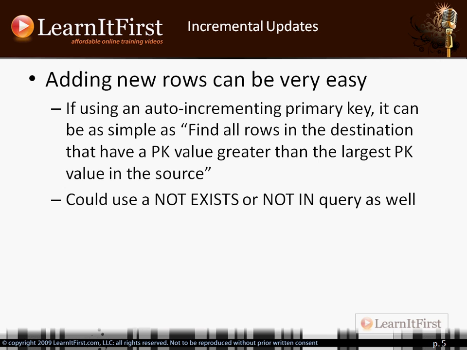Now, the adding of new rows can actually be a fairly simple process. For example, most of us are familiar with an identity column. I wrote it here as an auto incrementing primary key. On an identity column, you put in the first row and it automatically gets the number 1, and you add a second row, it automatically gets assigned the number 2, right?